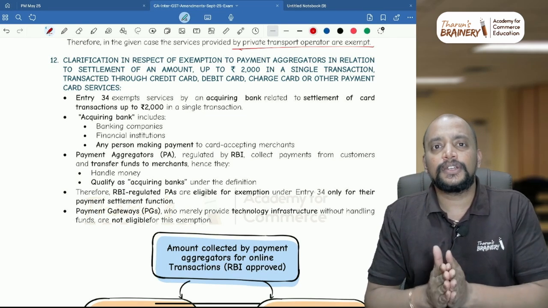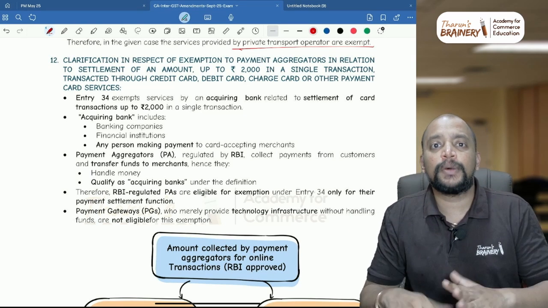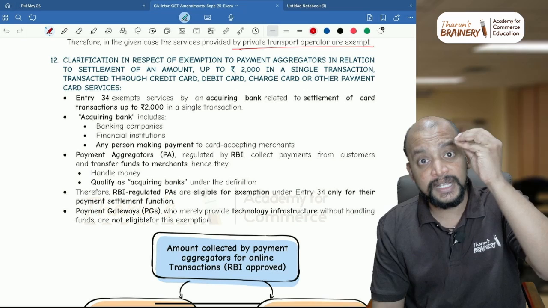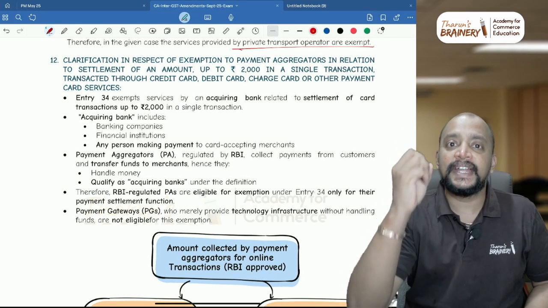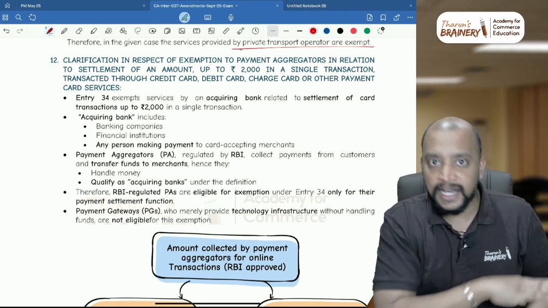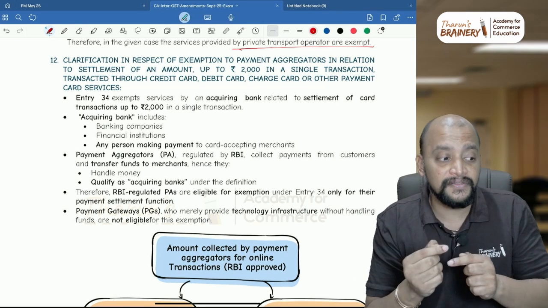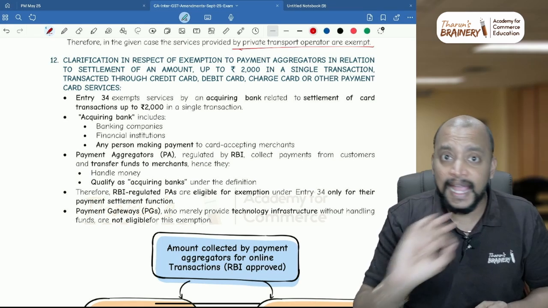So, you are making a swipe amount and the swipe amount does not exceed 2000 rupees, there will be some processing fees which is collected by the acquiring bank, who will make a debit from your account and credit to the vendor account. On that processing fee the GST will be exempted.